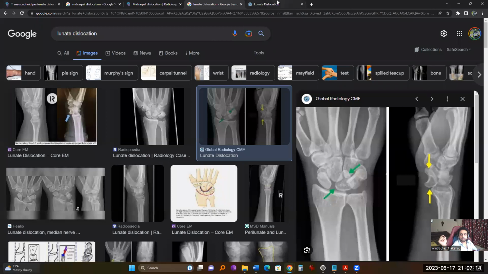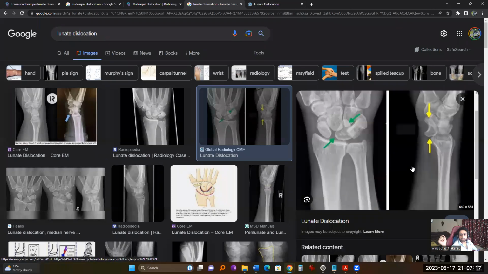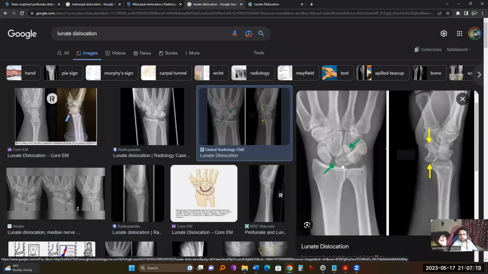Then comes the most severe variety, that is a lunate dislocation. So here you can see just what I said, the two types of signs seen. One is on the AP, that is the piece of pie appearance of the lunate. This is the lunate bone that is dislocated. So that forms the piece of pie appearance on the AP and the spilled teacup appearance on the lateral, you can see.